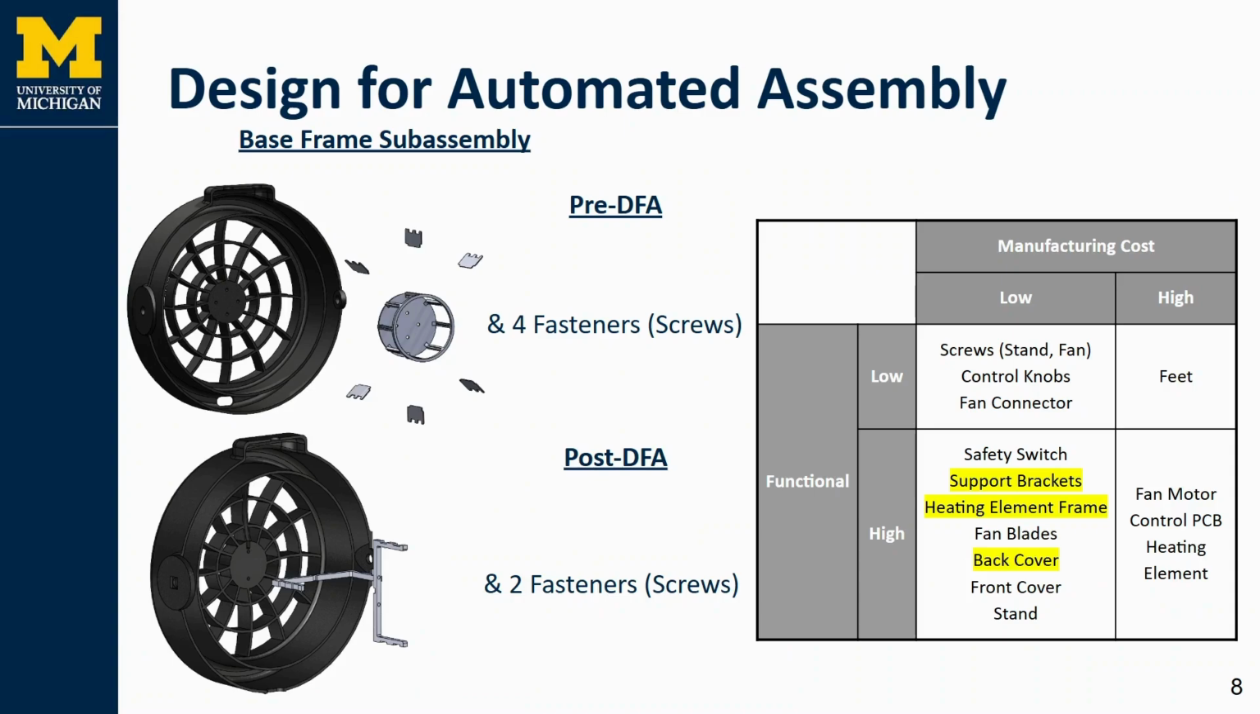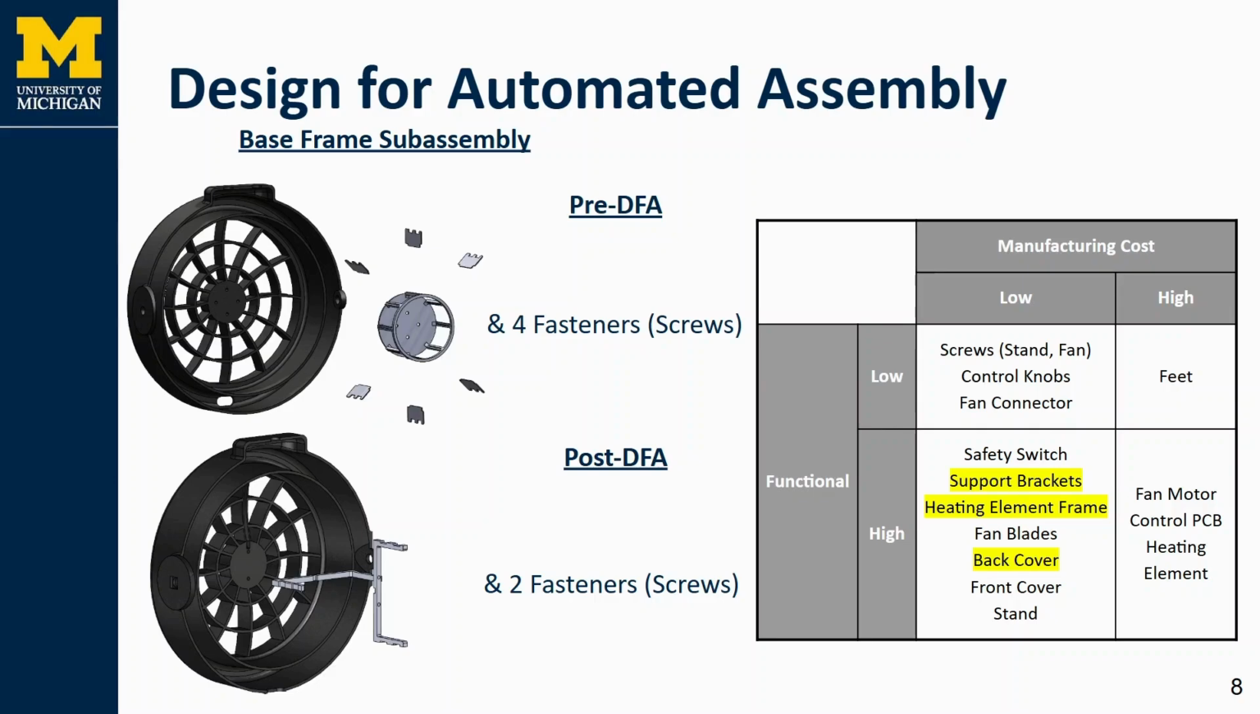Based on the assembly sequence, we selected the base frame subassembly for automated assembly. The original design included the back cover, heating element frame, 6 fork brackets, and 4 fasteners. The new design after DFA is the back cover, 2 slightly different heating element frame parts, and only 2 fasteners. The respective exploded views are shown on the left. We eliminated all 6 brackets and simplified the frame design into 2 simple parts.